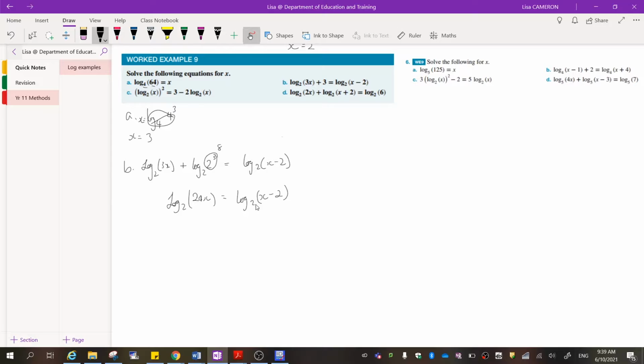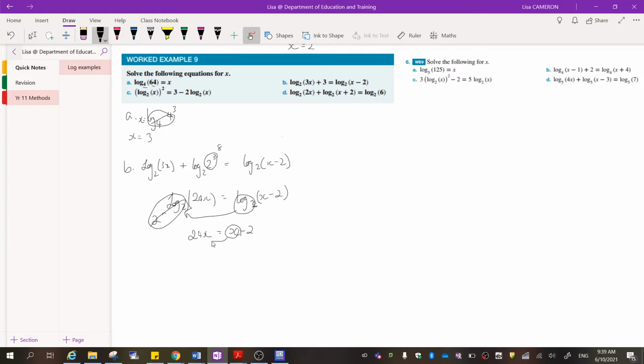Now, this makes it easy because now when I take this log to that side, it's going to become 2 to the power, because this is a 2 here, 2 to the power of this, meaning it's going to cancel out that log as well. So now I've got 24x is equal to x minus 2. That's looking a lot better.